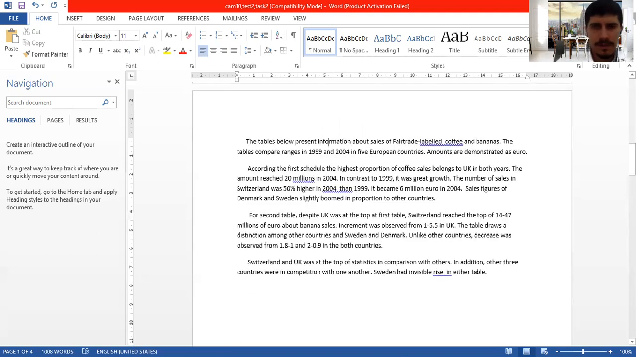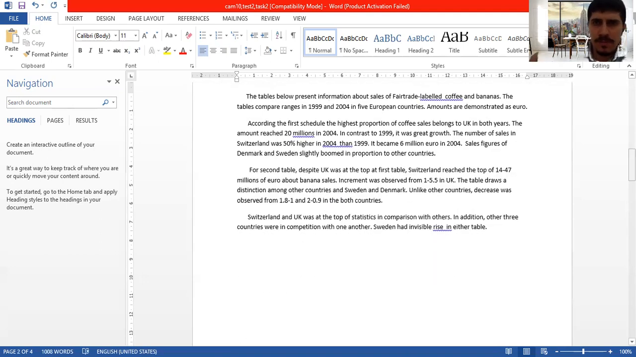Okay, now we have the task 1. The tables will present information about the sales of fair trade labeled coffee and bananas. The tables compare ranges in 1999 and 2004 in 5 European countries. Amounts are demonstrated in euro.